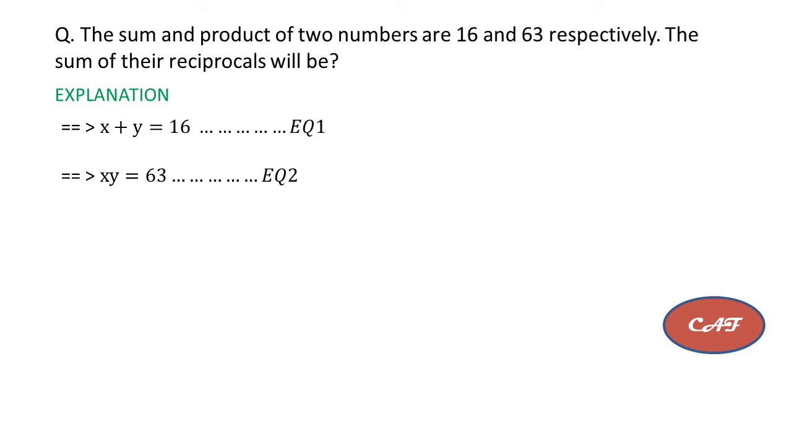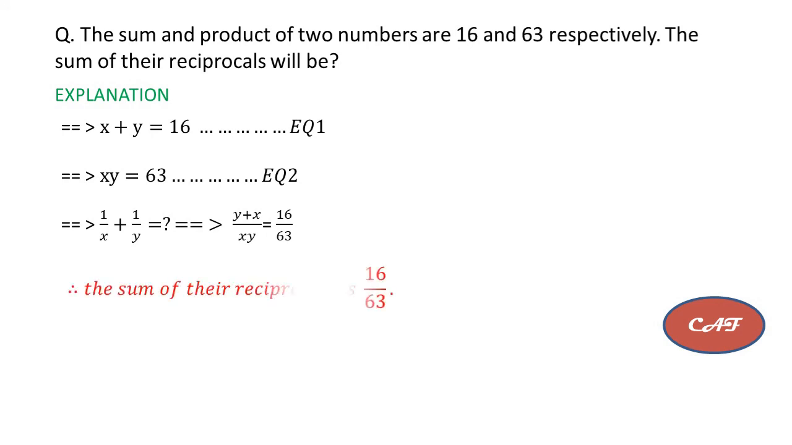So what they asked is the sum of reciprocals. So what they are asking is 1 by x plus 1 by y is equal to how much. If you take the LCM for x and y, you will get xy, and the numerator will be y plus x, is equal to, you already know the x plus y value, that is 16, divided by, you know the value of xy is equal to 63. So I am substituting in this equation, you will get 16 by 63. So the sum of their reciprocals is 16 by 63. So this is the answer.